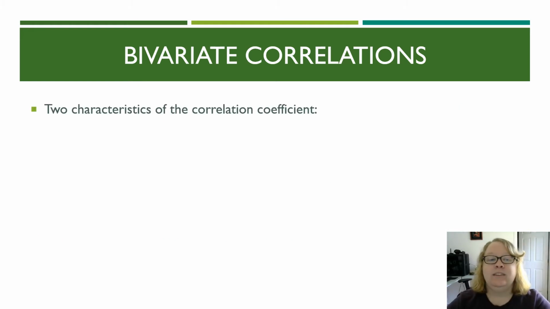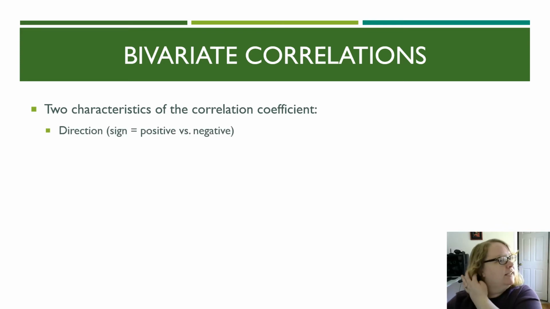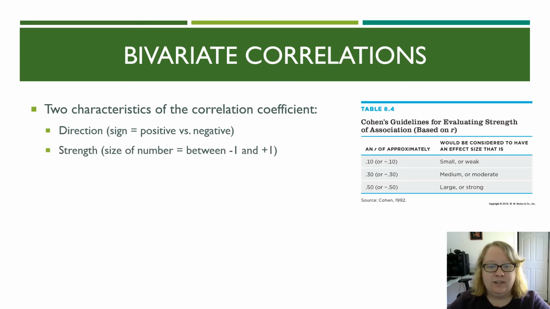Let's review some characteristics of correlations. There are two characteristics of the correlation coefficient. Remember, the correlation coefficient, that's r, the Pearson r value. There's the direction, that's the sign, whether it's positive or negative. And there's the strength, that's the size of the number between -1 and +1. Remember, correlations can only go from -1 to +1. If you have a correlation of +2, that's literally impossible. You can't have that. So the closer the number is to 1 or -1, the stronger that correlation is.